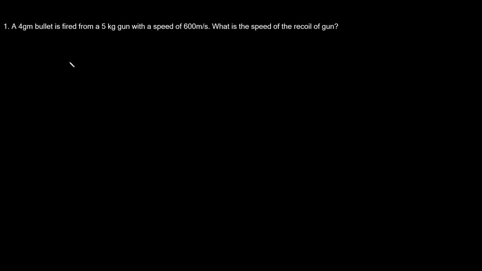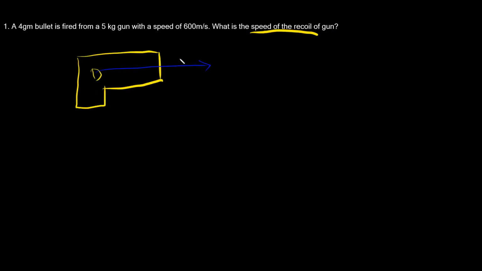A 4-gram bullet is fired from a 5-kilogram gun with a speed of 600 meters per second. What is the speed of the recoil of the gun? So, the speed of the recoil of the gun. So, let's say this is the gun, then inside is the bullet. Now, if you fire the bullet, you apply a force forward to launch the bullet. Now, the recoil of the gun is the backward movement of the gun. Again, the backward movement of the gun. So, this is due to the third law of motion, the action and reaction.